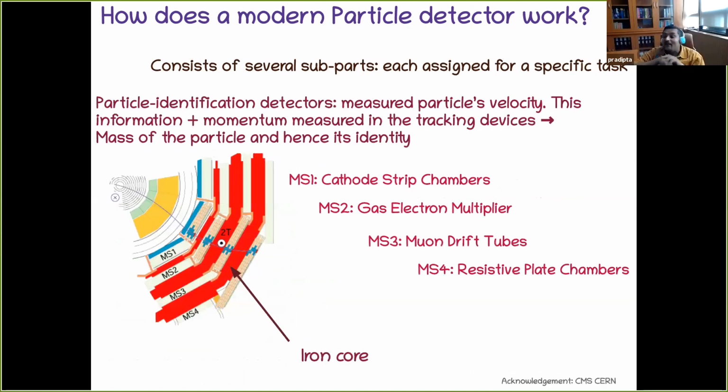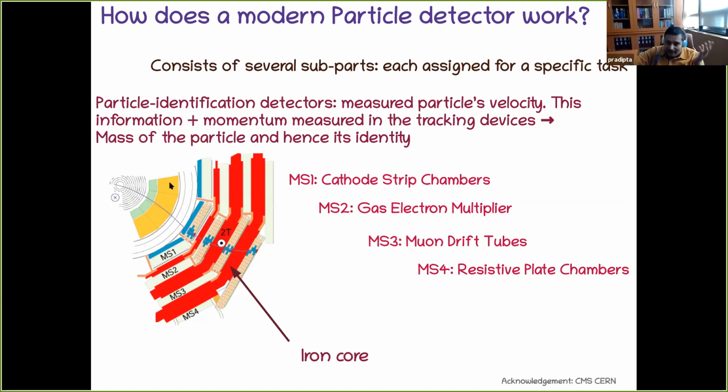Now, the final part, that is the particle identification detector. So this is actually the final part. It measures the velocity of the particle, and on top of that, it borrows the information about the measured momentum, as you have already witnessed in the tracking device. By combining these two pieces of information, it tries to extract the mass of the particle and hence its identity.